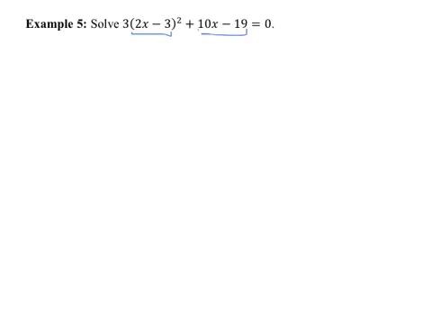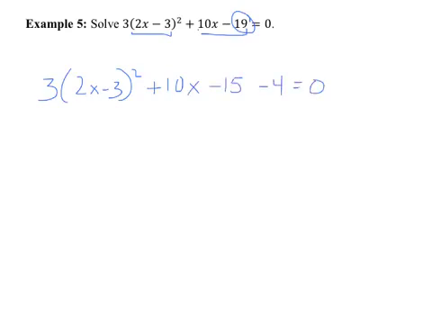But what I can do is think about it this way. What if I break up this 19? If I break that into maybe 15 and 4, let's see what it looks like. Now that hasn't changed the value at all because it's still minus 19, but what we'll notice is this.